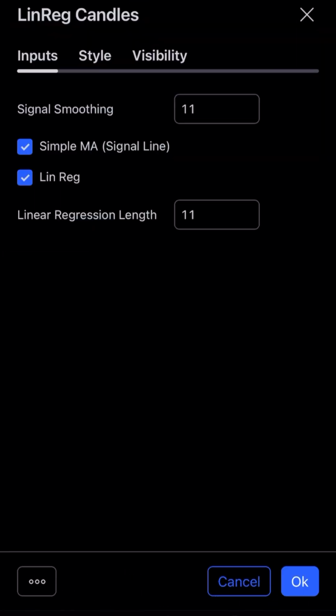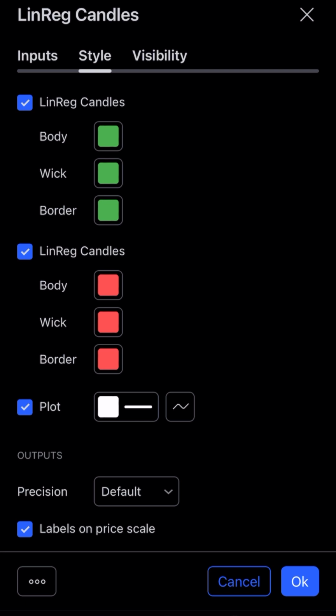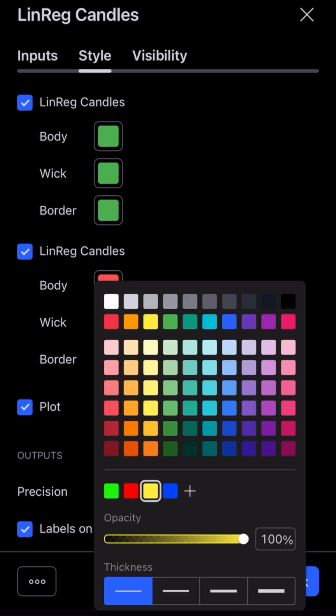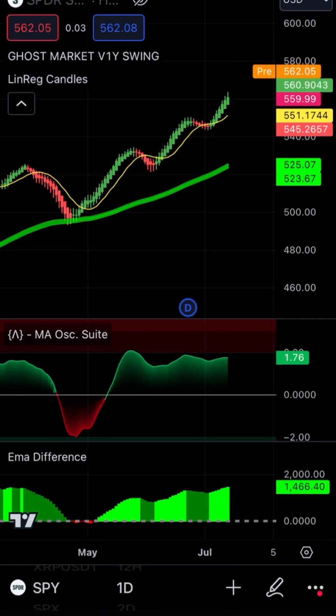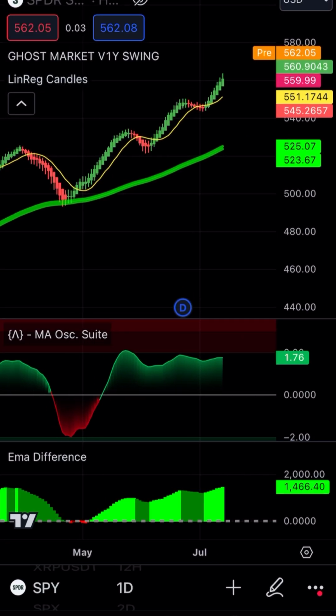We're going to take this one right here, and we're going to set it up. We're going to have to hide the candles. And basically you want to make your linear line something that stands out. And there you go. So you have it. Make sure you hide your candles. That's the first one here.